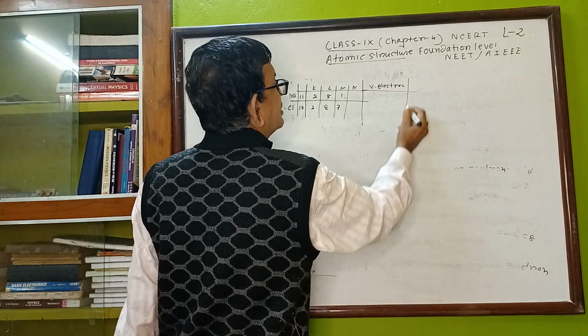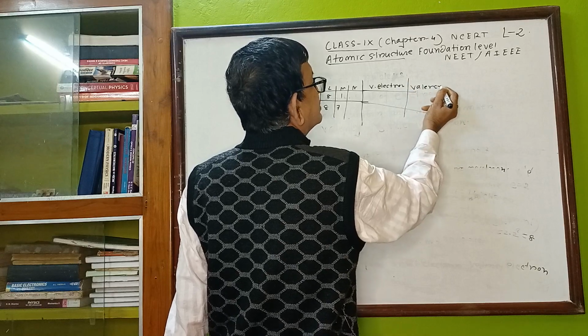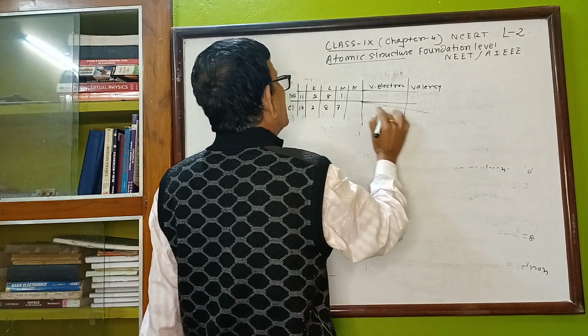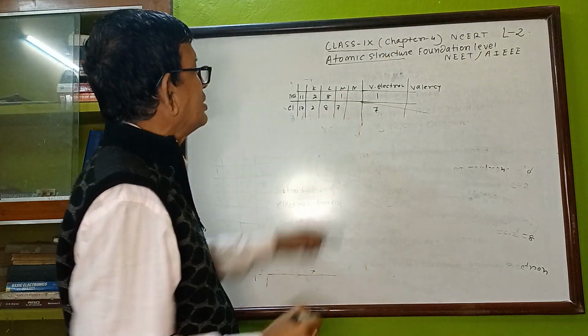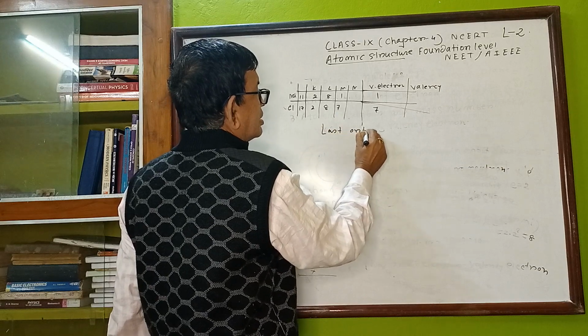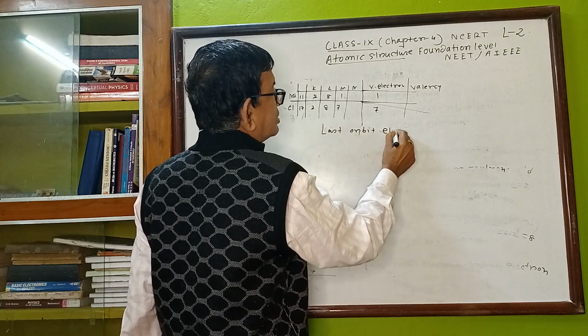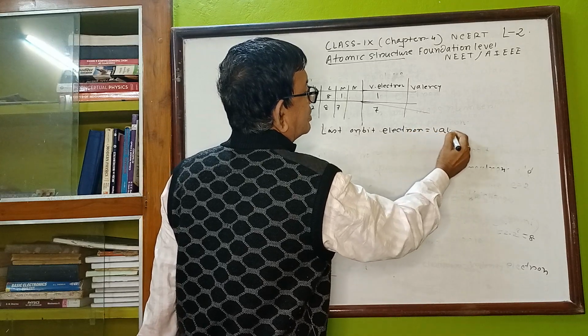Valence electron and valency. This table is very important. Now, valence electron 1, valence electron 7. Last orbit electron equal to valence electron.